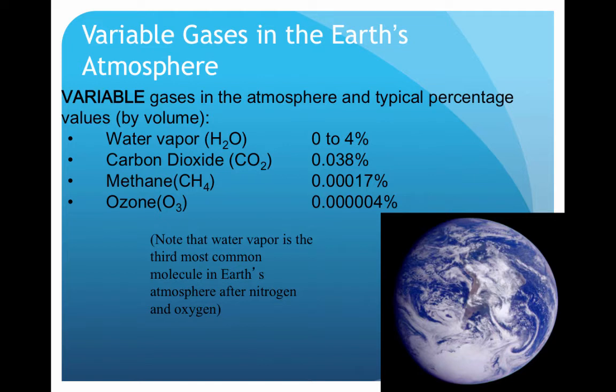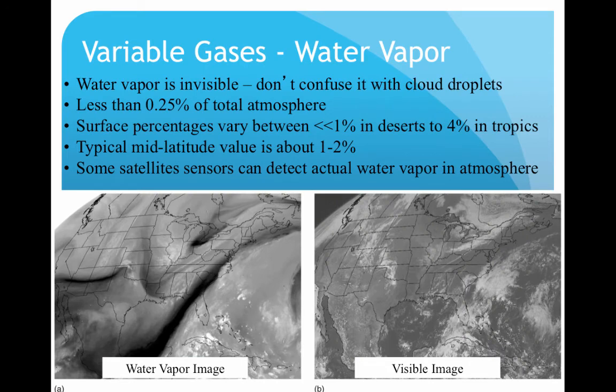Water vapor, you can see, look at the percentage, is 0 to 4% of the total gas in the atmosphere. So that makes it the third most common molecule in our air. We've got nitrogen, then oxygen, then water vapor. Water vapor is invisible. Don't confuse it with cloud droplets because cloud droplets are liquid. We'll learn about that next chapter. Less than a fourth of 1% of the air is water vapor.